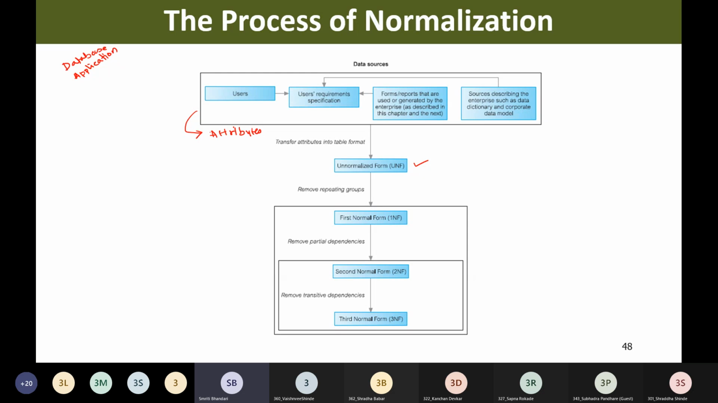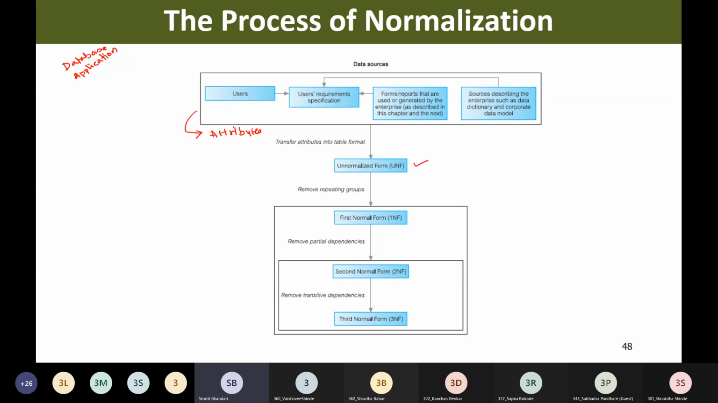Actually, what we do is we go on imposing certain rules. Every normal form has certain properties, or every normal form imposes certain rules on the database. The relations that are not satisfying the rules are decomposed, and we come up with decomposed relations that follow the rules defined in that particular normal form.